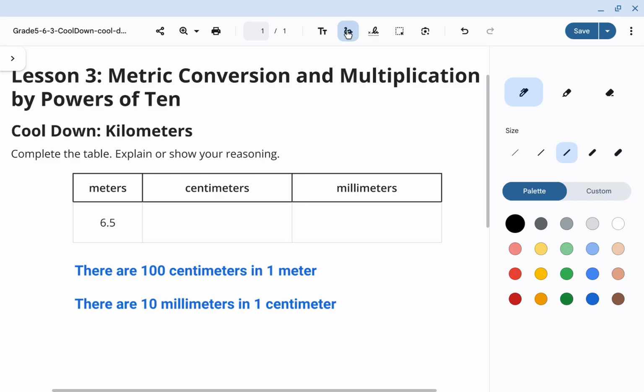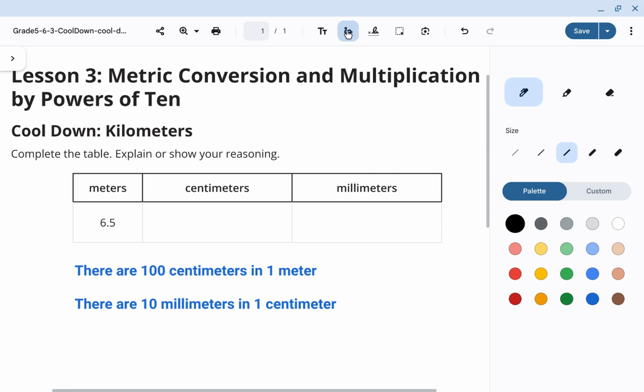We are looking at a table that lists a certain measurement in meters. We see 6.5, or 6 5/10 meters. We need to list on the table what that same measurement would be in centimeters and in millimeters. So our task for today is to complete the table. Then we will explain or show our reasoning.